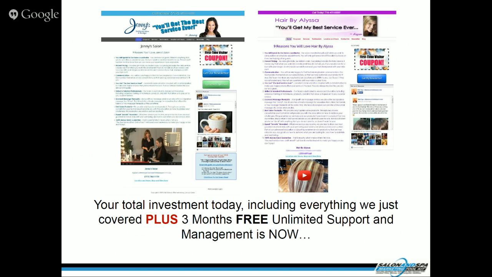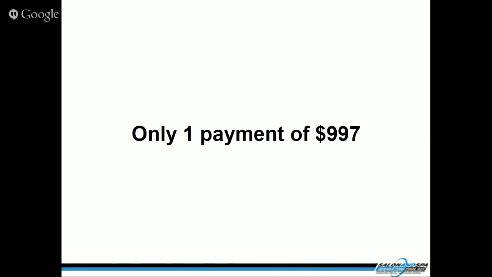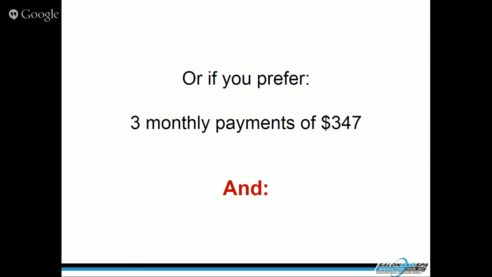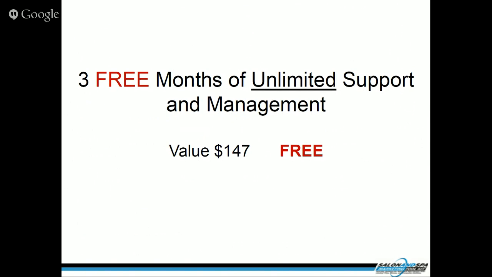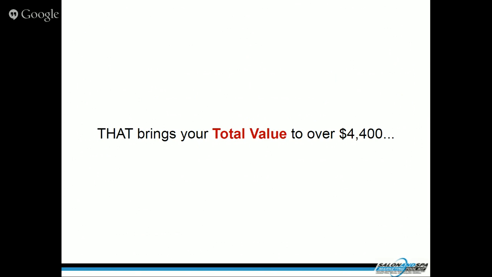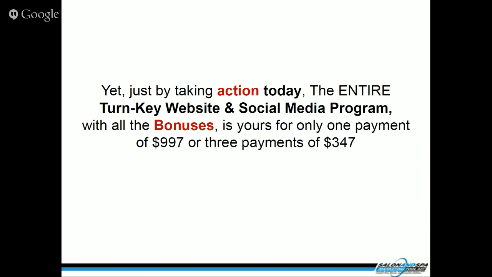Your total investment today, including everything we just covered, plus 3 free months of unlimited support and management, is now only one payment of $997, or if you prefer, 3 monthly payments of $347. And 3 months of unlimited support and management, a value of $147, absolutely free. That brings your total value to over $4,400. Yet, just by taking action today, the entire turnkey website social media program with all the bonuses is yours for only 1 payment of $997 or 3 payments of $347.